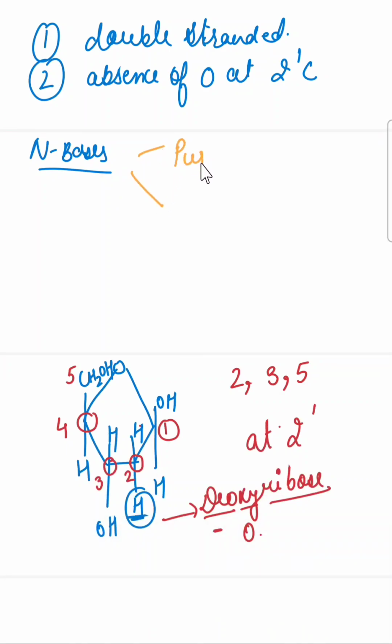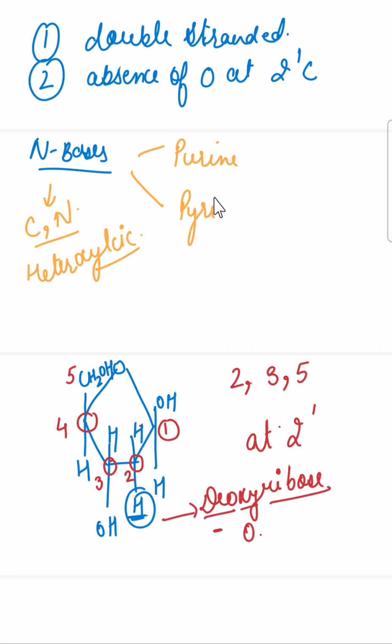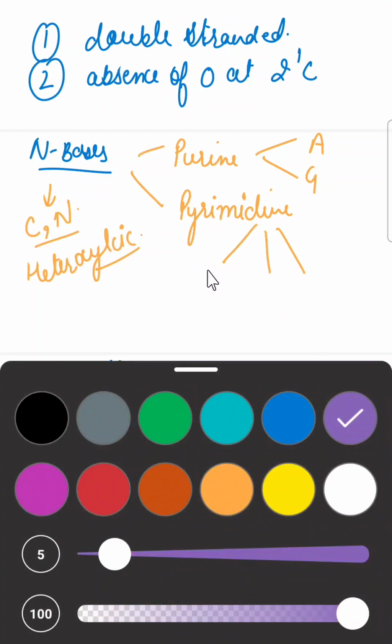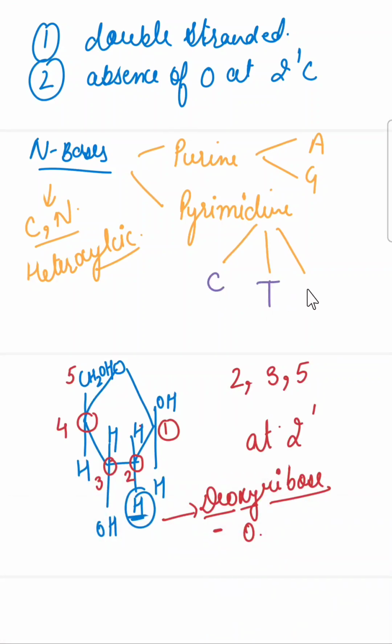First is purine. They are carbon and nitrogen containing heterocyclic groups. Purines and pyrimidines: purines are of two types, adenine and guanine, and pyrimidines are of three types, that is cytosine, thymine and uracil.